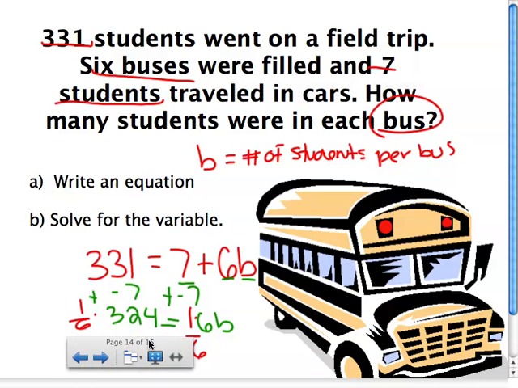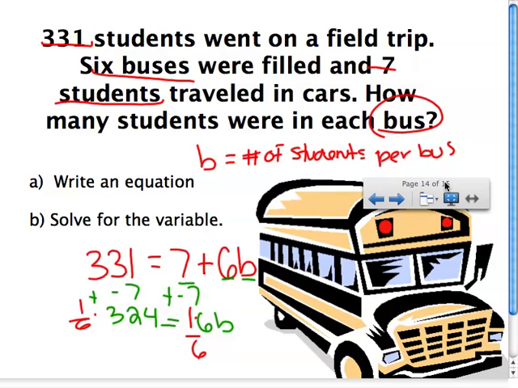All right, move this guy. So let's see, 6 divided by 324. We'll do that over here. 6 goes into 32 5 times, minus 30, 24, so 4. So that means 54 would be the same as B. So you would label it as 54 students.